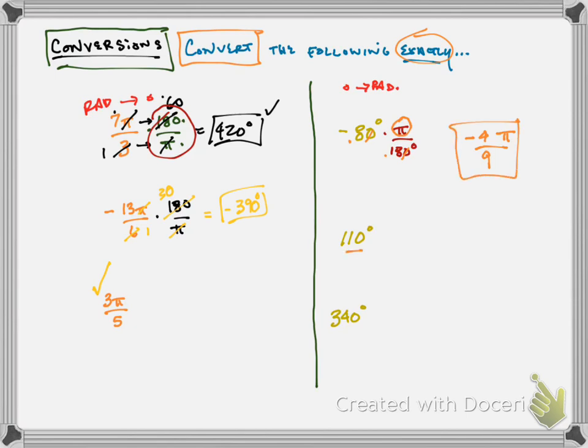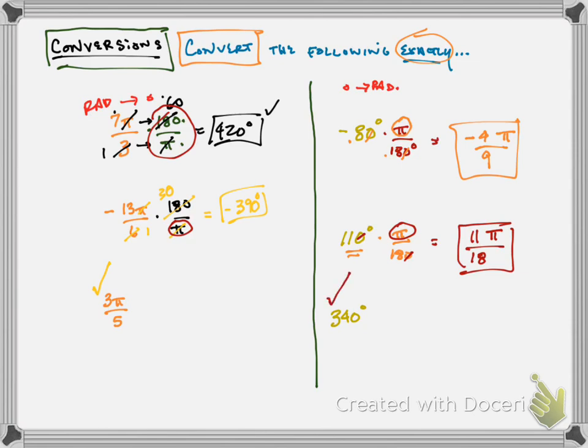Convert positive 110 degrees. So again, we'll multiply by pi over 180. You've probably noticed that if you're converting to radians, then you want the pi in your numerator, whereas if you're converting to degrees, then you want the pi in your denominator. Again, leave the pi alone, and reduce 110 over 180. Well, 110 over 180 reduces to 11 over 18. There's not much more we can do with that. And so 11 pi over 18 would be our reduced answer there.